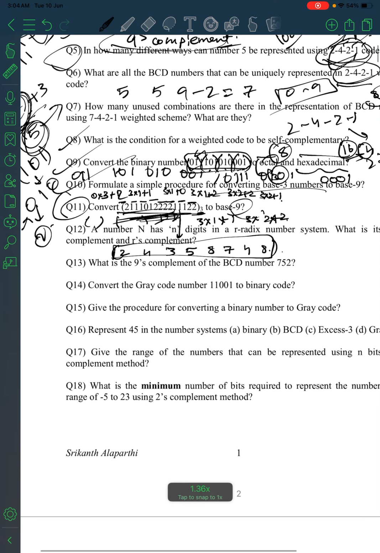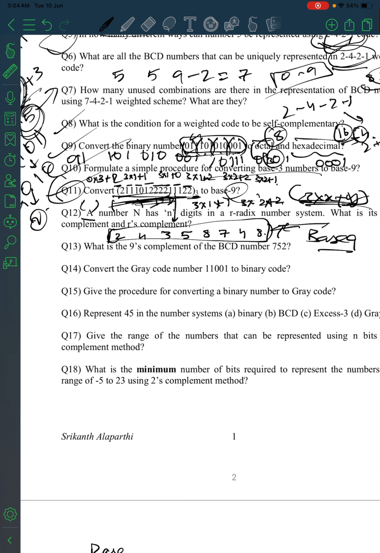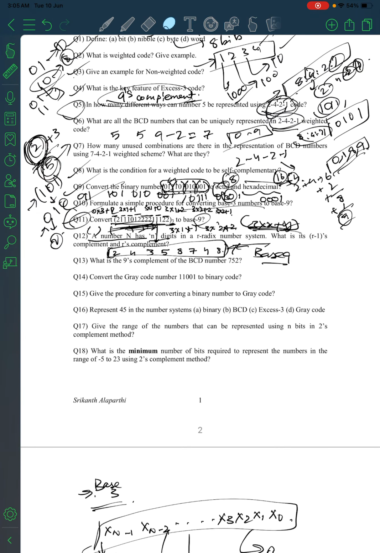Now, this is the conversion into base 9. Yeah, that's it, base 9. Base conversion of a number is simple: 3 into x plus 1, that particular y. Now, a number has n digits. Let me clear this basic thing.